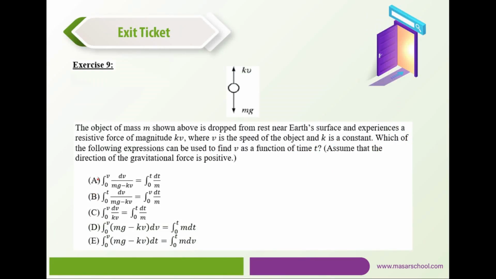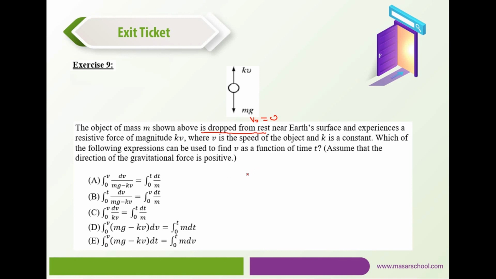And finally, exercise 9 as an exit ticket for today's video, and luckily we're going to solve a differential equation on this one. The object of mass m shown above is dropped from rest near Earth's surface and experiences a resistive force of magnitude kv, where v is the speed of the object and k is a constant. So it is dropped from rest, then the initial speed in this case is 0. Which of the following expressions can be used to find v as a function of time? Assume that the direction of the gravitational force is positive.